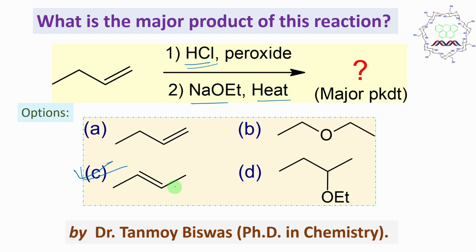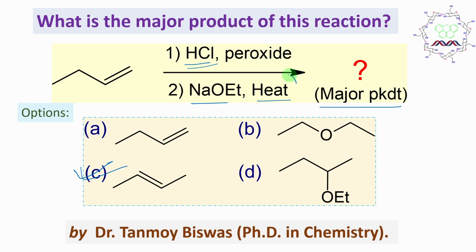So obviously it will result in the more substituted alkene. Now you may have a little bit of doubt: sir, is ether formation possible? See, it is less likely, and the question asks for the major product. So we should focus on elimination, not nucleophilic substitution. So here, this is another thing.